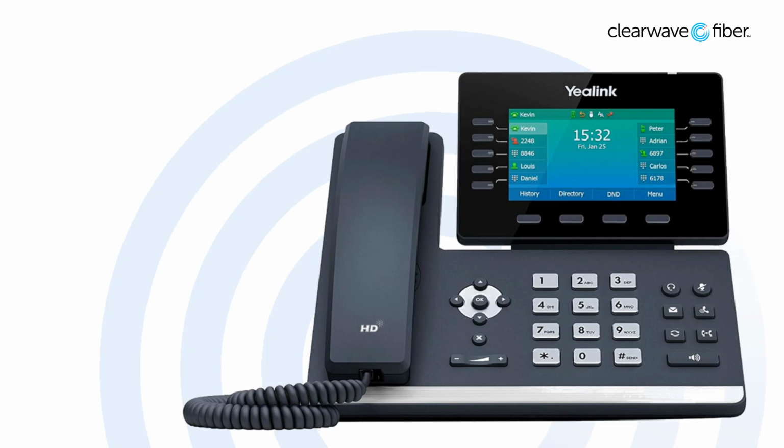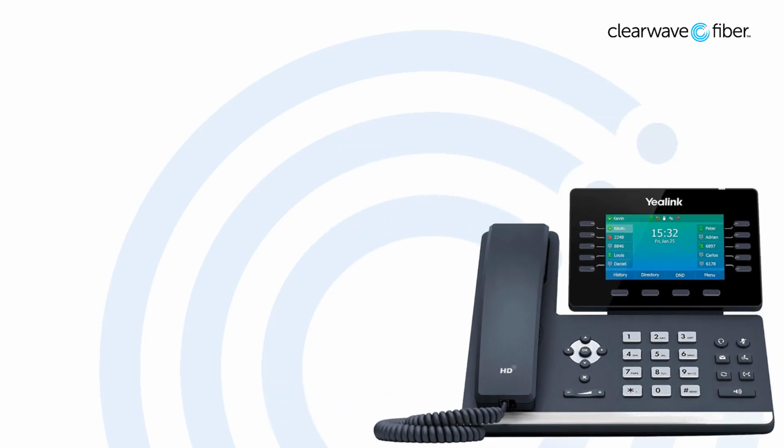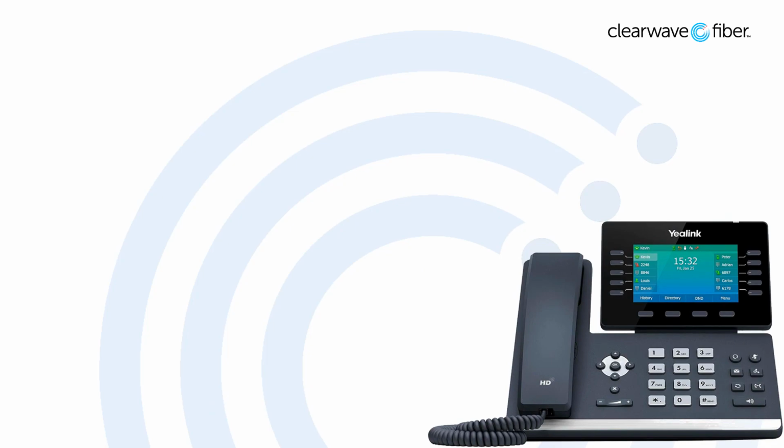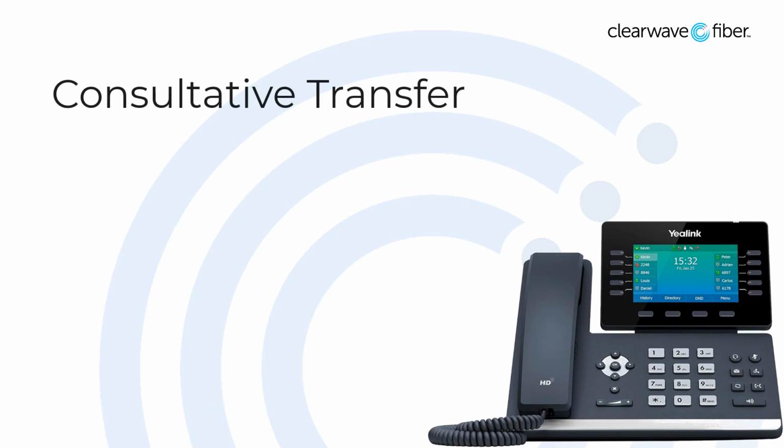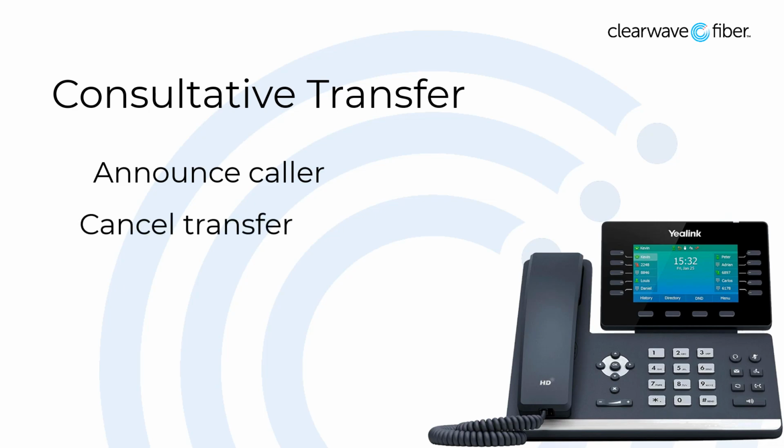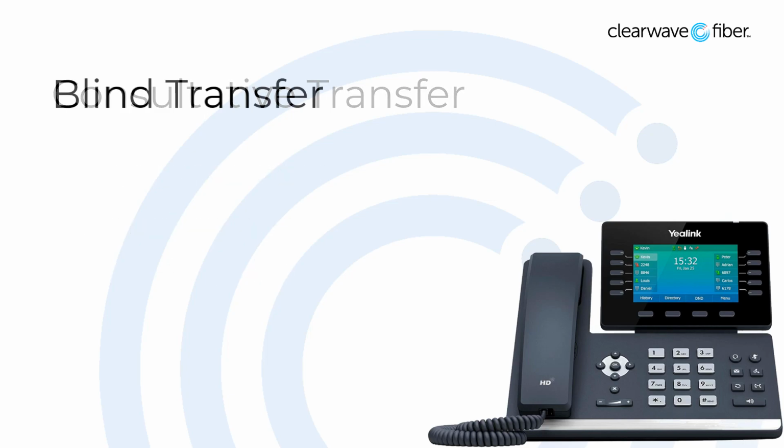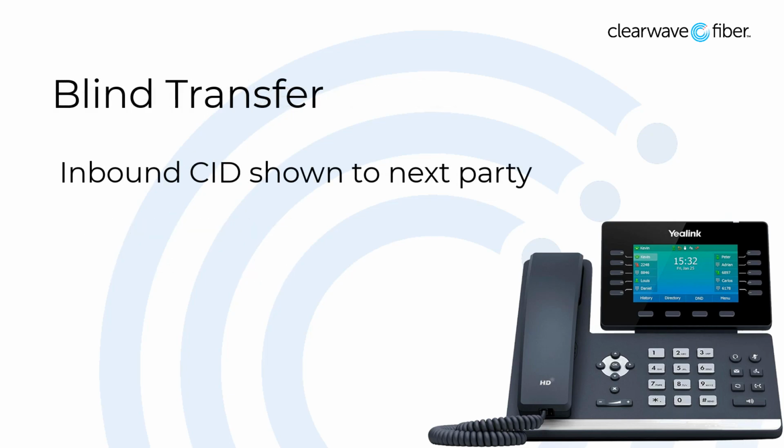Now let's do a brief comparison between the transfer modes. So as a reminder, the consultative transfer mode allows you to announce the caller to the recipient. It lets you cancel out of the transfer with the cancel key, and it allows you to transfer directly to voicemail with *55. Whereas the blind transfer forwards the inbound caller ID to the next party and provides fewer options, so it's a faster transfer method.